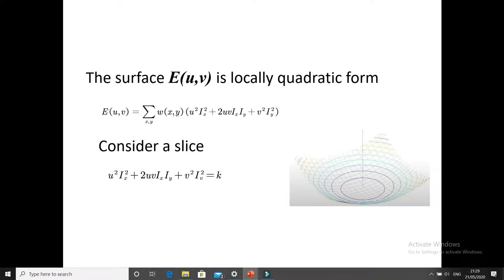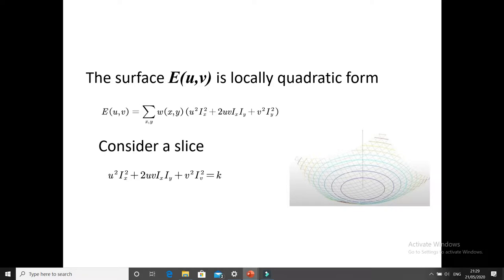As we have said, this is the equation of an ellipse in U and V space. So we can draw different ellipses for different values of k. We can think about the way that we are approximating this whole surface as a quadratic surface that gets bigger and bigger, and each different level is an ellipse. As we change the value of k, we get different ellipses.